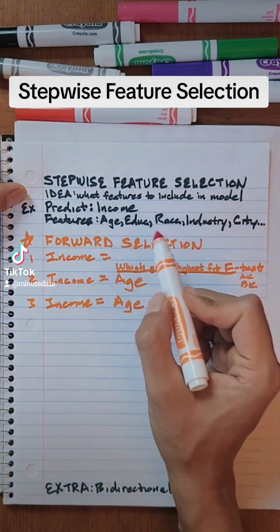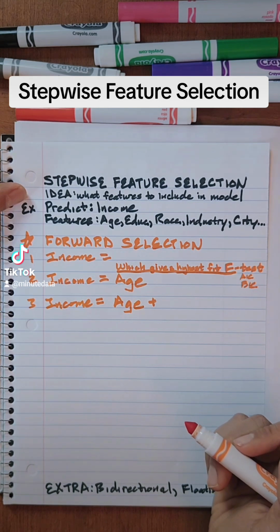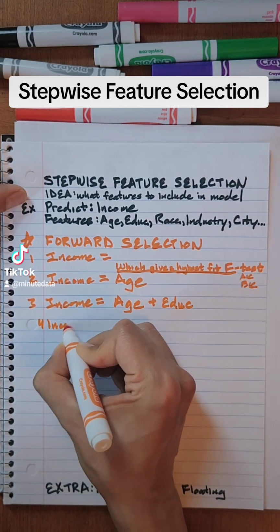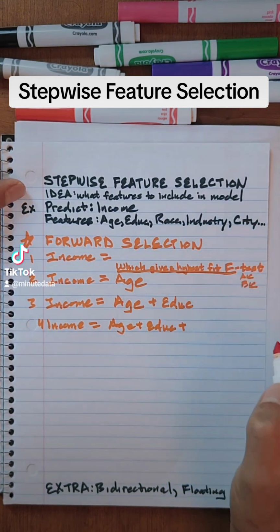So again, we start with age. We're going to cycle through the other variables: education, race, industry, city, etc. What gives us the next biggest lift in our F score? Let's say in our example, it's education. Repeat again, where we're trying to build up our model. So for our model, we have age, education, and let's cycle through again, and let's say industry.